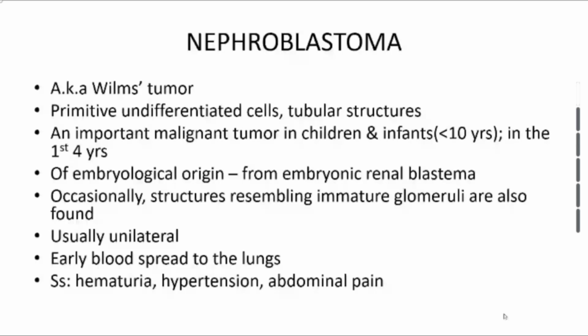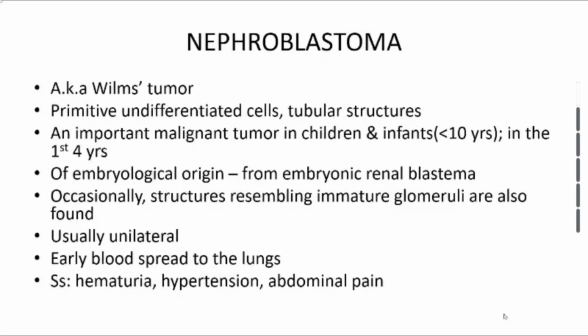And it usually tends to be unilateral. That means it mostly tends to affect one kidney or one side only. Yeah, of course it can occur bilaterally also, that is affecting both, but most of the time it tends to be unilateral. And it tends to have an early blood spread to the lungs. So it tends to metastasize early to the lungs, through blood, that is hematogenous.